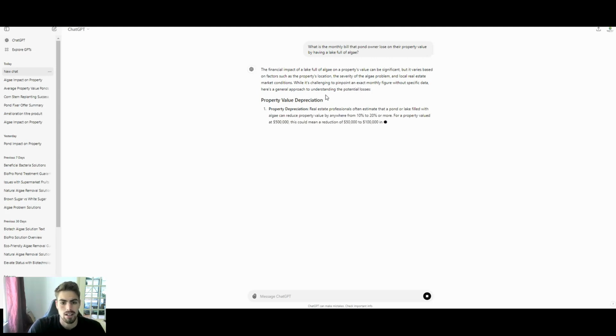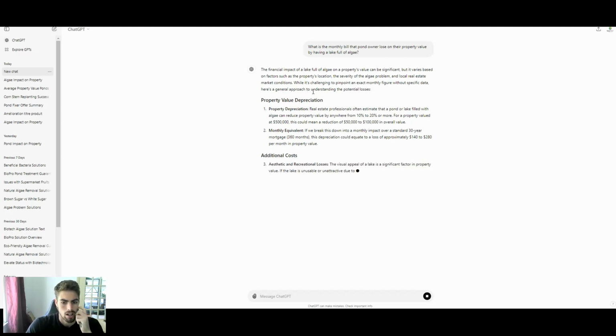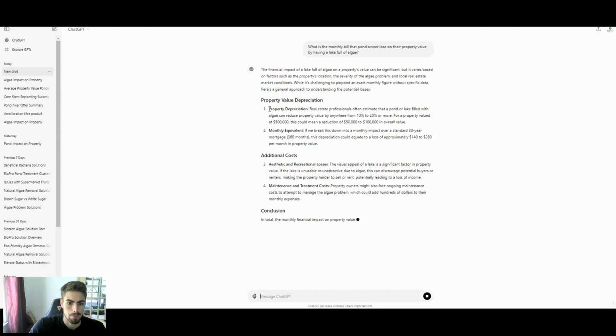Let's see if there is any financial impact of having algae in the lake or pond in front of our property. So, property depreciation. Real estate professionals often estimate that a pond or lake filled with algae can reduce property value by anywhere from 10 to 20% or more. This is huge, guys. This is on a property that's valued at $500,000. This is $50,000 that you lose if you sell your house and your pond is full of algae. This is huge.